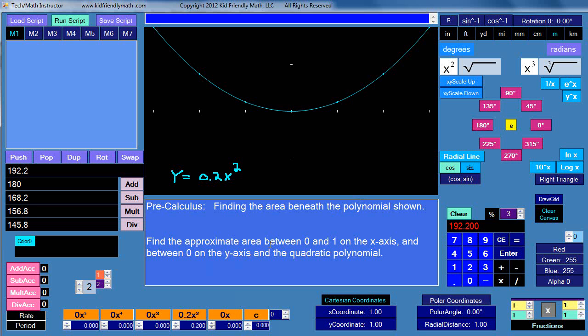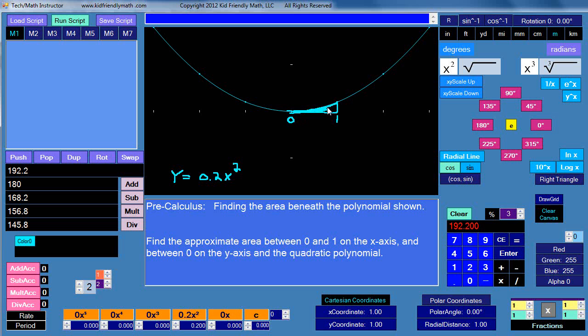What it's asking is to find the area beneath the polynomial shown. It says find the approximate area between 0 and 1 on the x-axis. Here's 0 and here's 1 on the x-axis, and between 0 on the y-axis and the quadratic polynomial. So it's looking for this area from the polynomial down to the axis and back over to 0 again. That little space in here, we're trying to find the area for that.